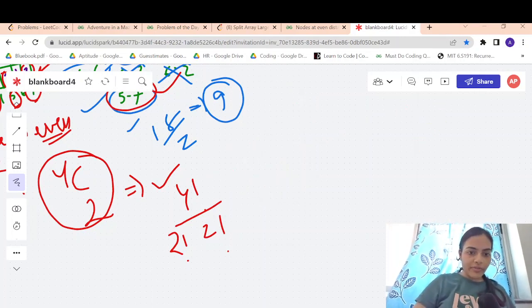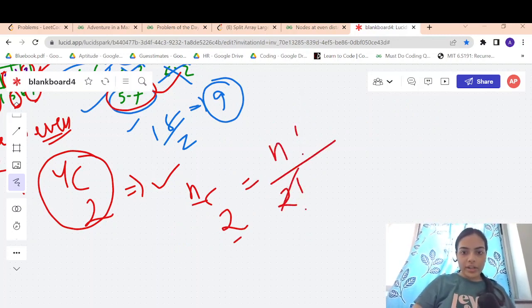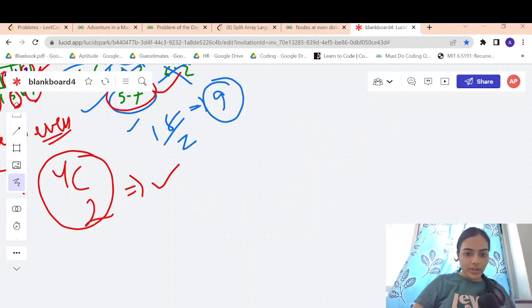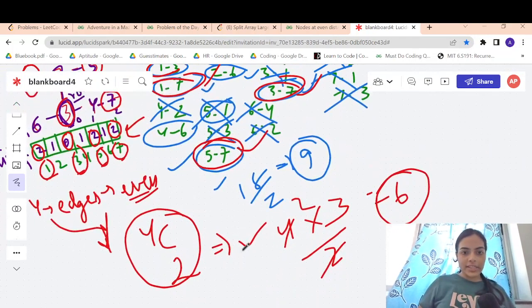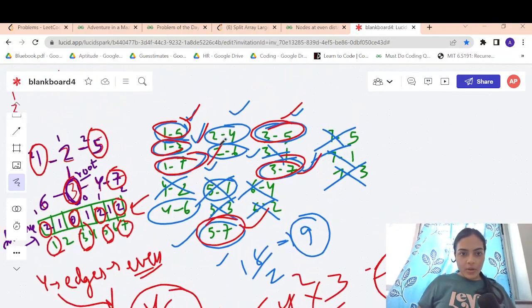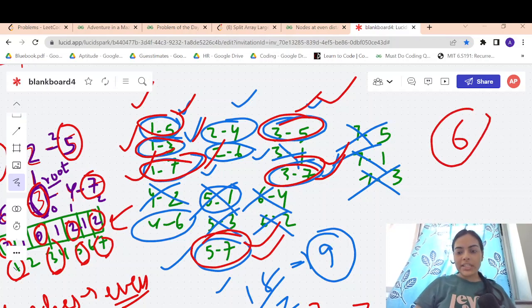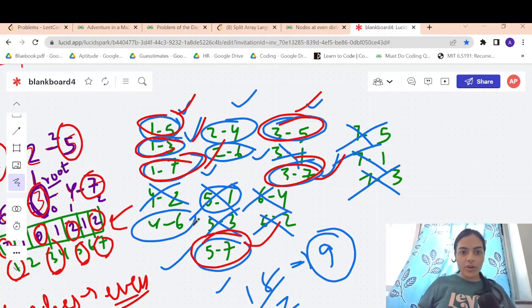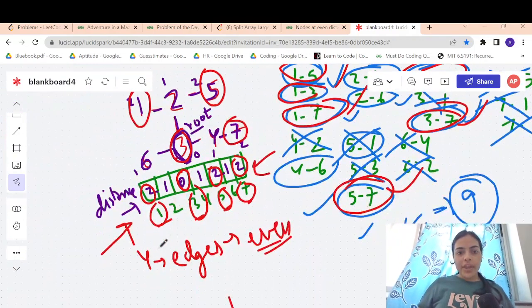If you just simplify nc2, what is nc2? n factorial by 2 factorial times (n minus 2) factorial, which simplifies to n into n minus 1 by 2, right? So that's what it is. If you want to solve 4c2, 4 into 3 by 2, which is just 6. So you have got 6 edges, and you can see here 1, 3, 1, 5, 1, 7, 3, 5, 3, 7, 5, 7. 6 edges which are at even distance with each other. How did we find it out? Very easily. We just looked at our distance array and we found it. So we have seen it for the even edges.